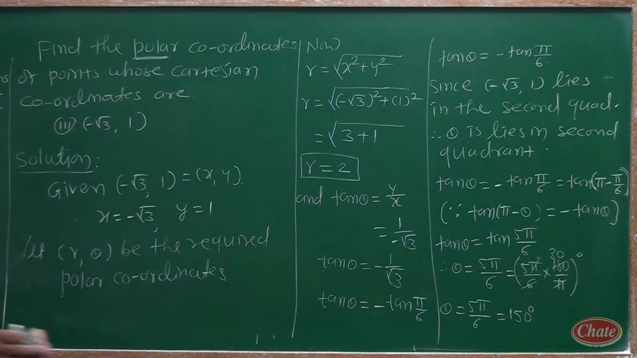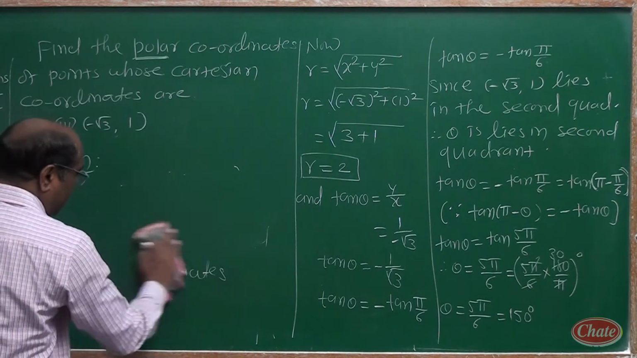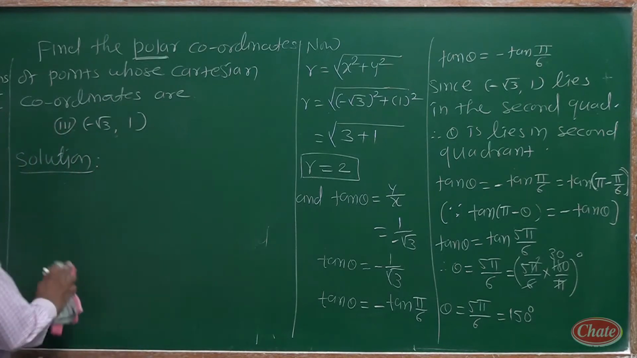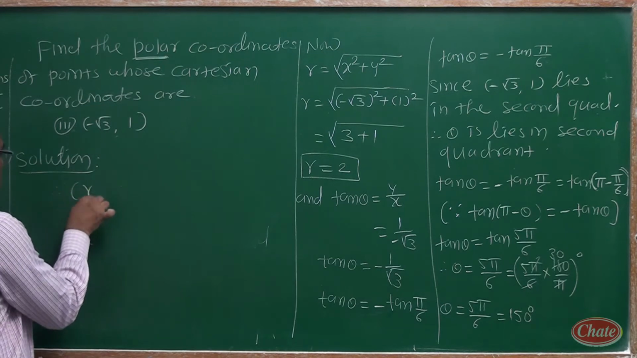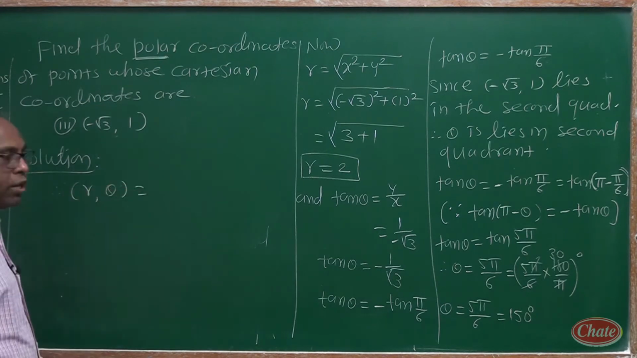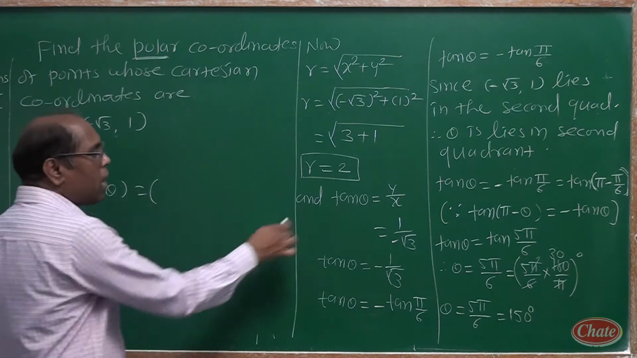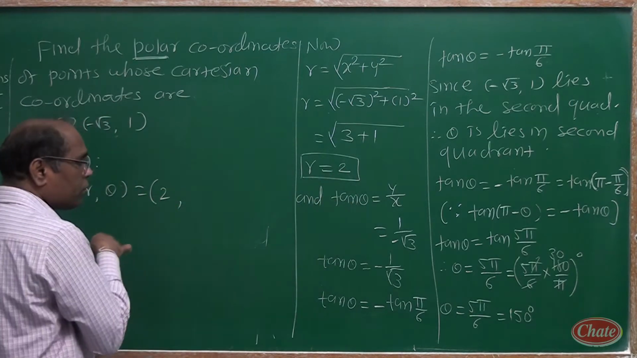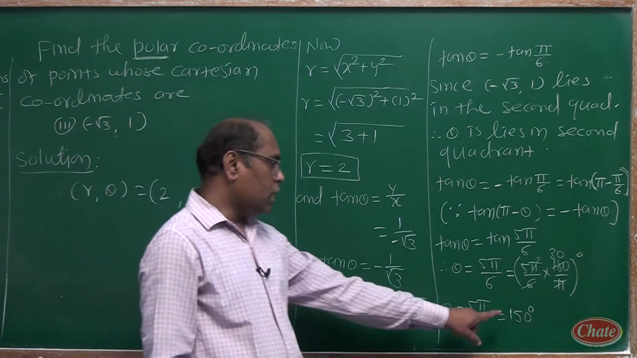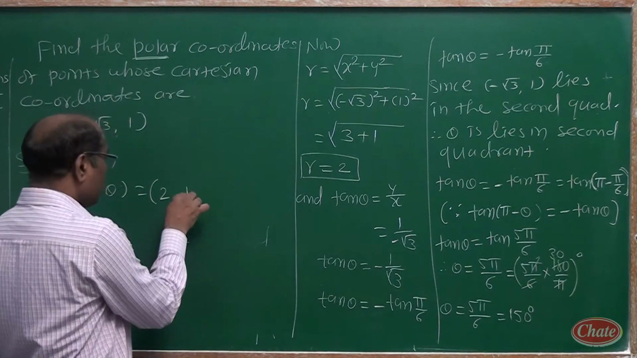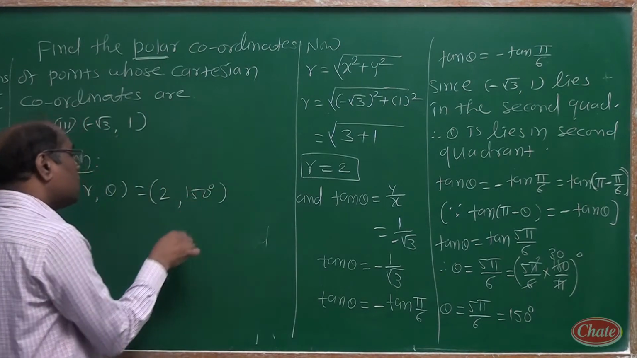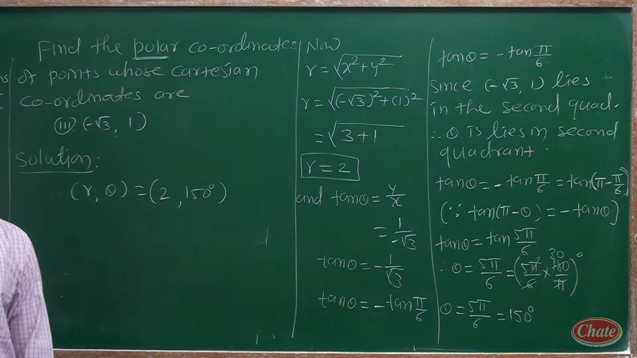And therefore the required polar coordinates, not the Cartesian coordinates, we have to find the polar coordinates. So therefore r comma theta, the polar coordinates are: what is the value of r? r is equal to 2. What is the value of theta? That is 150 degree. So these are the required polar coordinates of the given point.